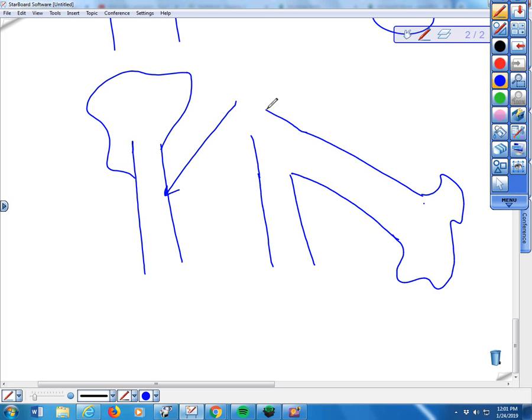And forms a triangle with the ground. See? This is why I'm not an art major. Yeah?